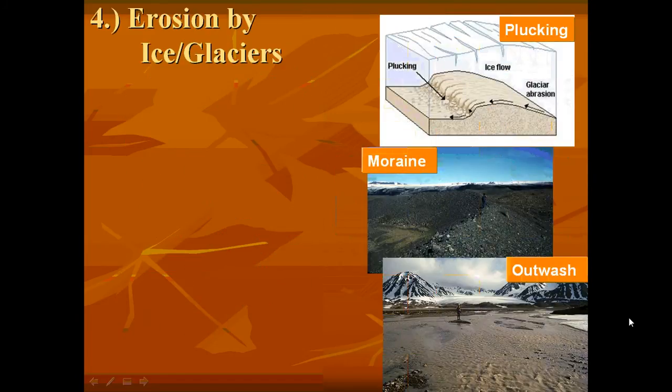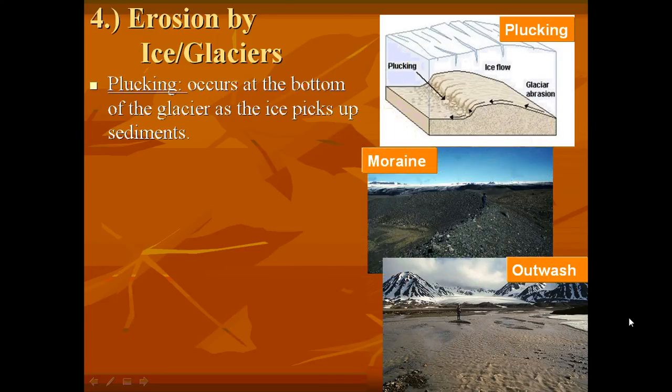The fourth type of erosion is erosion by ice or glaciers. Plucking occurs at the bottom of a glacier, and as the ice picks up sediment, it's moving it as that ice moves. So if you look at the first picture, you can see where plucking is labeled, and that's where we're actually causing the erosion. That's where the ice or the glacier is pushing the sediment, moving the sediment.